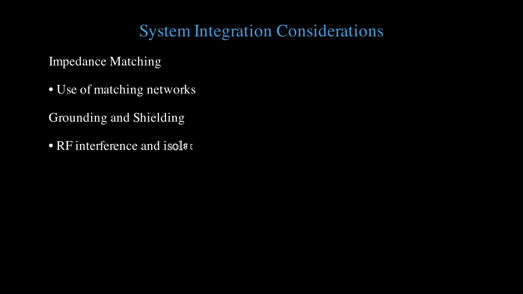Different stages of an RF system can interfere with each other through radiation, conduction, or magnetic coupling. Proper shielding, filtering, and physical separation help maintain isolation between sections. Component values change with temperature, affecting circuit performance. Some applications require temperature compensation or temperature-stable components to maintain performance over the operating temperature range.